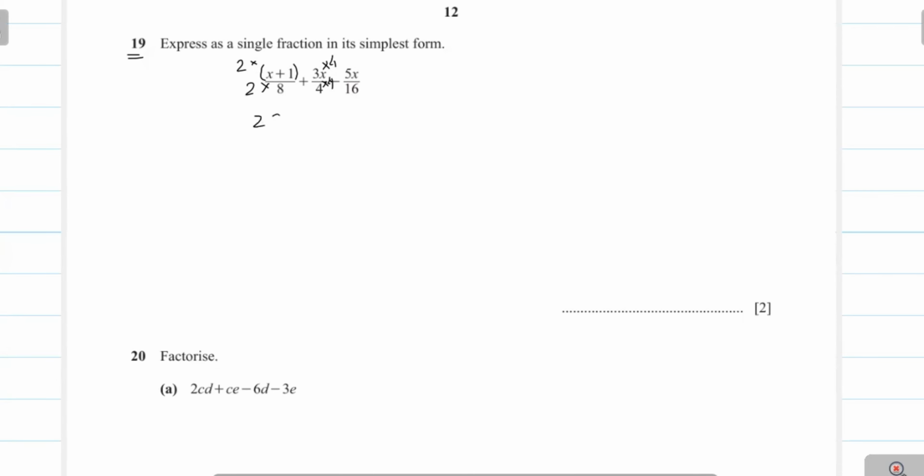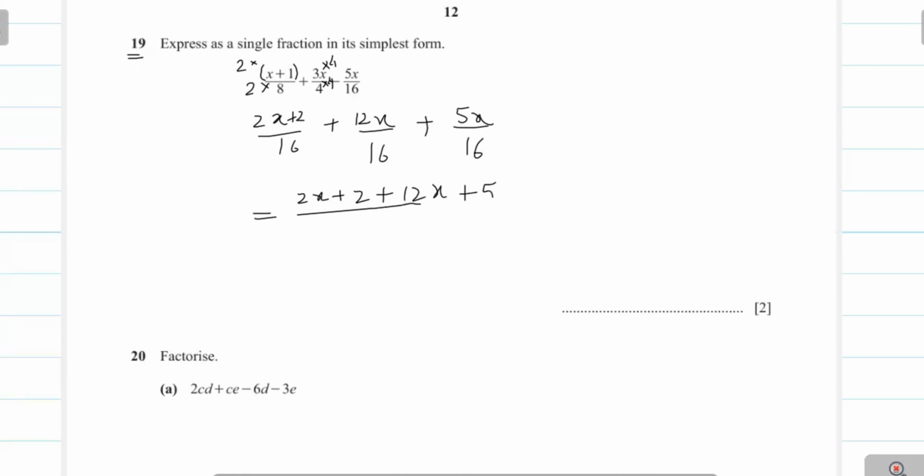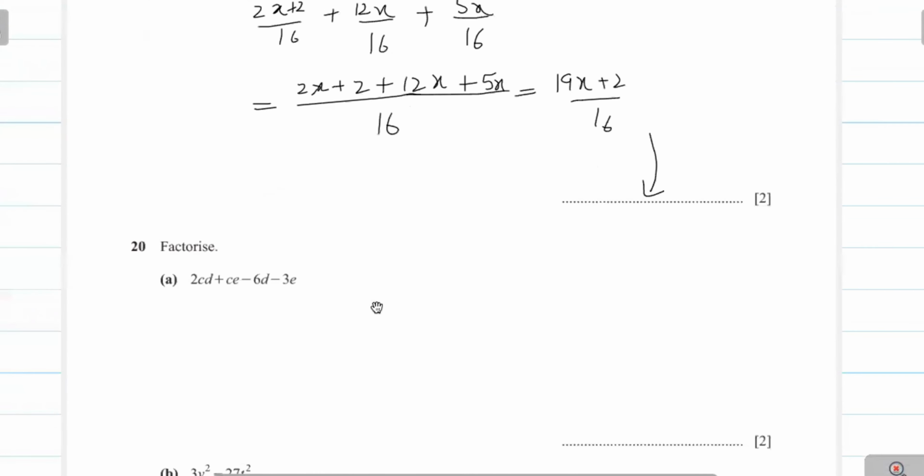Now this expression becomes 2x plus 2 over 16 plus 12x over 16 plus 5x over 16, and the denominators of all these fractions become the same. Therefore, we can add all these values: 2x plus 2 plus 12x plus 5x over 16. Now we add all these values, we get 2x plus 12x is 14x, plus 5x is 19x, plus 2 over 16. This is the single fraction for this question. Now next is question 20.